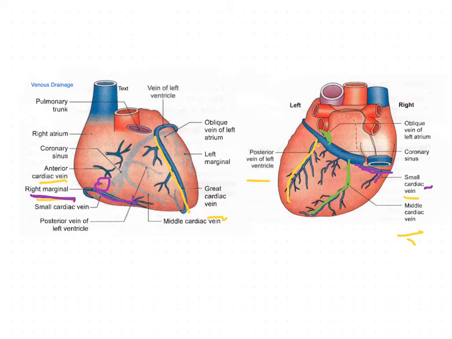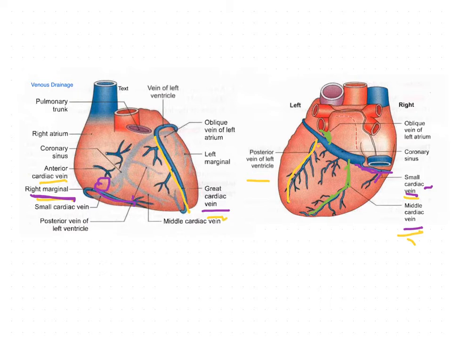So the main 5 tributaries of the coronary sinus are: one is the great cardiac vein, next the middle cardiac vein, next the small cardiac vein, the posterior vein of the left ventricle, and the oblique vein of the left atrium, and finally the right marginal vein. So it is an exception. It may open into the coronary sinus through the small cardiac vein or it may directly open into the right atrium. These are all the tributaries of the coronary sinus.